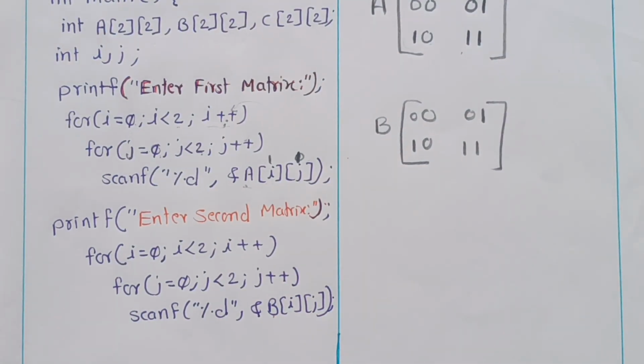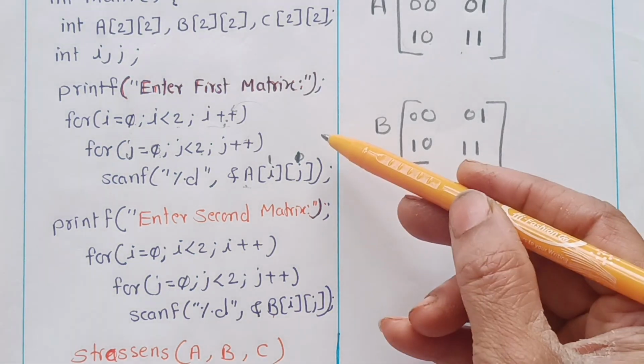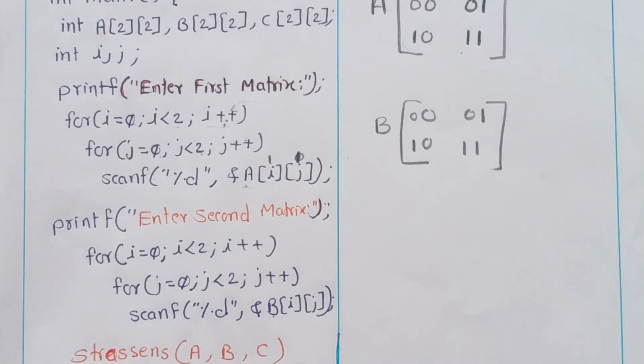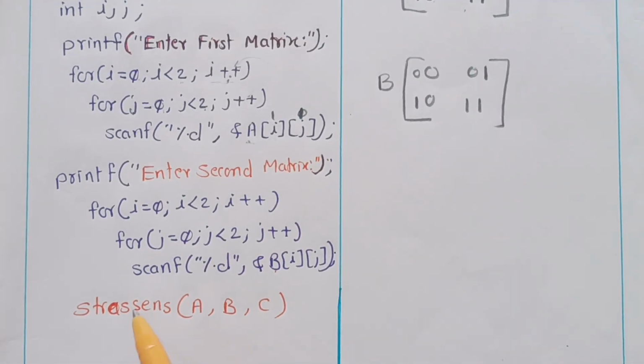Now we will call the function here, that is Strassen. And then we are passing here the A matrix, B matrix and C. So A and B, these two matrices, and then one more resultant matrix you have to pass here. Okay, so after multiplication you have to store the result in a C matrix here. So this is the function, we are calling the function here. So we will implement the function now.